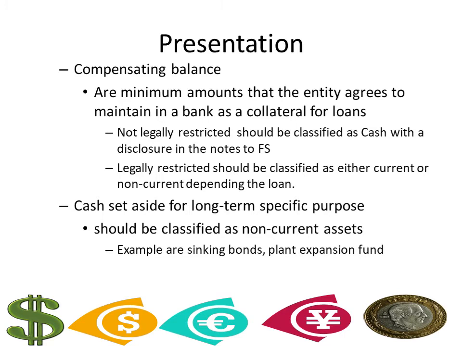However, for the legally restricted compensating balance, since we cannot withdraw it, it should be classified as current or non-current depending on the loan that it represents as collateral. And those that are cash set aside for long-term specific purposes, meaning we cannot use that, hence we should also classify this as non-current asset. Examples of these are sinking fund, plan, pension fund, and others that are alike.